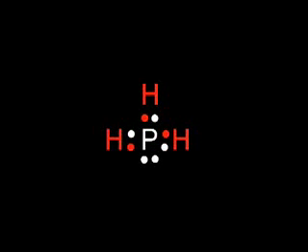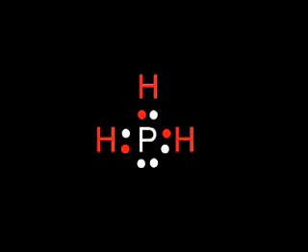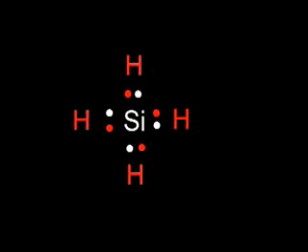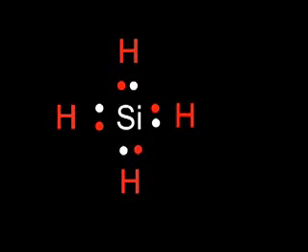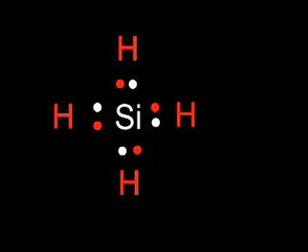We use the VSEPR theory to determine the shape of covalent molecules. Shape is determined by the electrons because they will arrange themselves so as to minimize repulsion as much as possible.